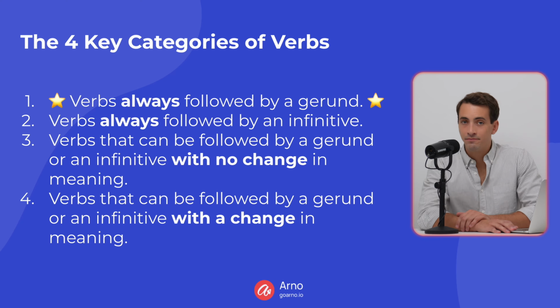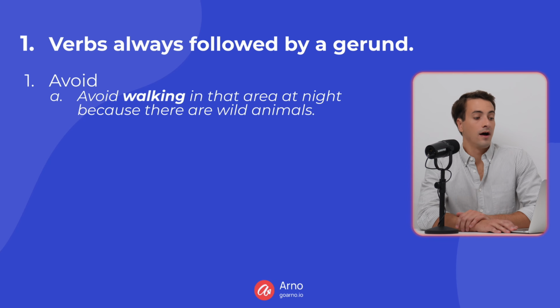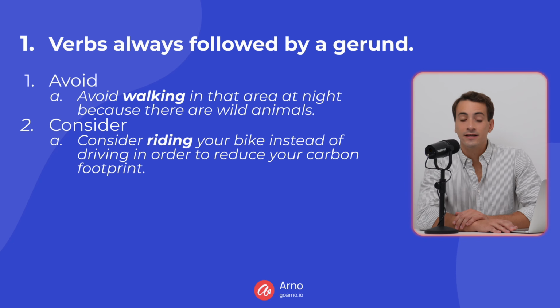So anytime you use one of these verbs that we're going to look at, you use a gerund after. It's that simple. The first one is avoid. Avoid walking in that area at night because there are wild animals. So anytime you use avoid and then a verb after, the verb that comes after must be in the gerund form. Consider. Consider riding your bike instead of driving in order to reduce your carbon footprint.